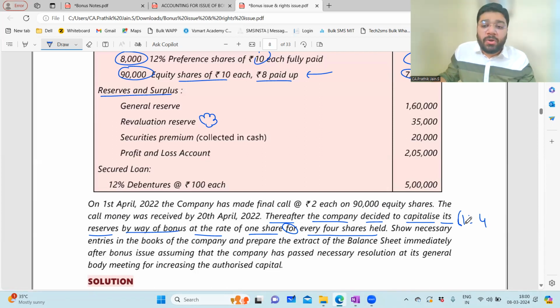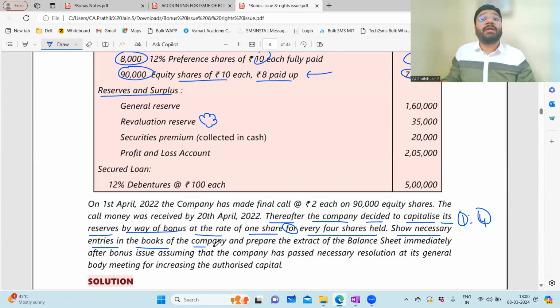1:4. So 1 always represents the first part. Numerator always represents the number of shares that we are giving as bonus. And the denominator will always represent the number of shares that we are already holding. So bonus ratio is 1:4. Show necessary entries in the books of the company.